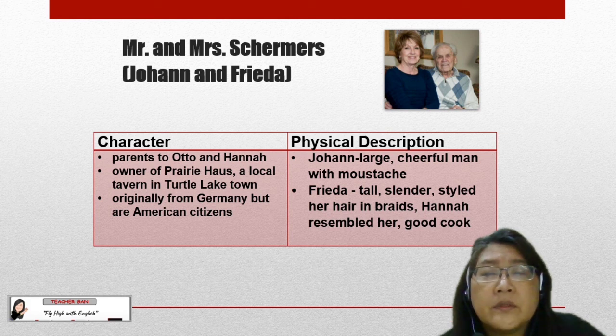Physical description. Johann is a large, cheerful man with a mustache, and Frida is tall and slender. She styled her hair in braids. Hannah resembled her, and she is a good cook.